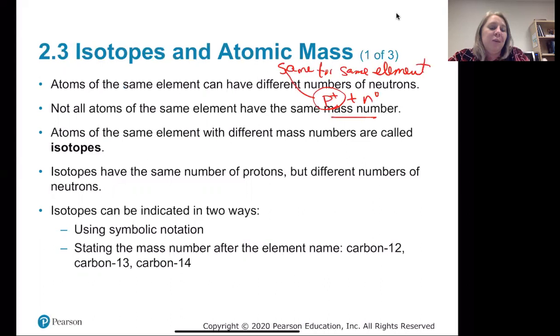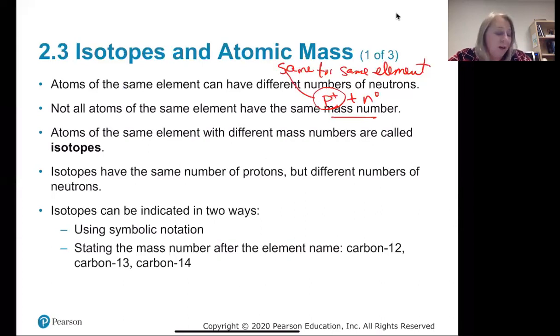And so if you have atoms that have the same number of protons, right? It's the same element, but they have different numbers of neutrons, then those are called isotopes, right? So isotopes have the same number of protons, but they have different numbers of neutrons. And so we can indicate it in one of two different ways. We can use a symbolic notation, like we were doing before, or you can do it with a name and then the mass number behind it. So I'm going to show you the same thing for all of them.